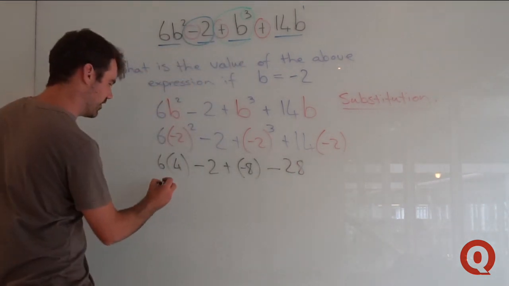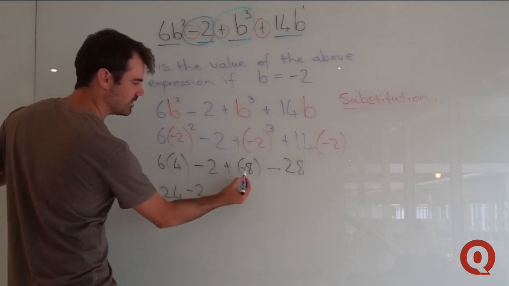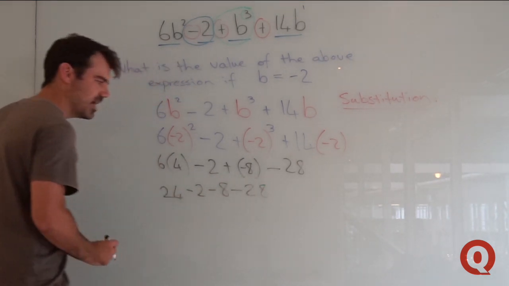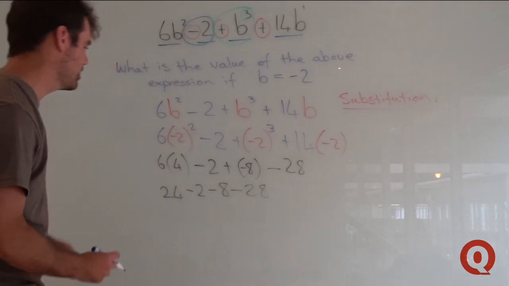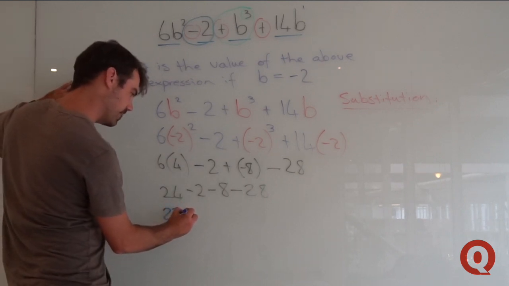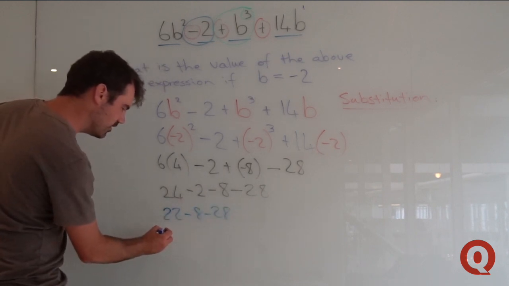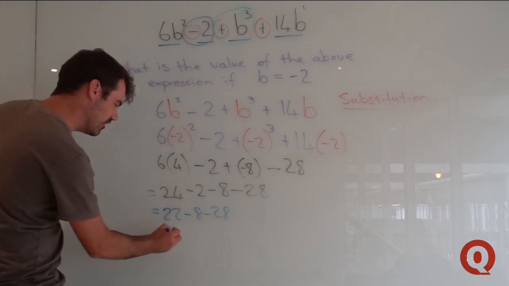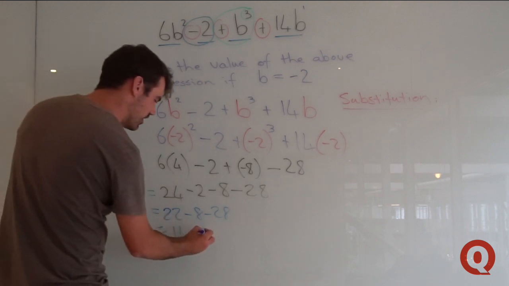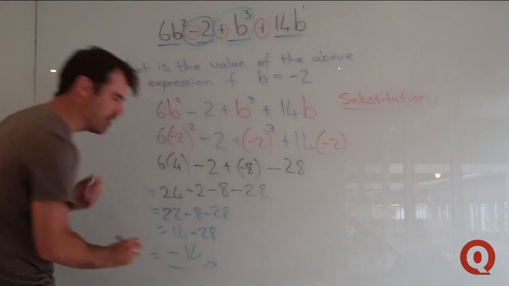Right, now let's get rid of this. So now I've got 6 times 4, which is 24, minus 2. A plus times a negative is going to remain negative, so minus 8 minus 28. I'll just simply need to make our way across. 24 minus 2 is 22. So 22 minus 8 minus 28. 22 minus 8 is going to give me 14. Now still going to minus 28. And that's going to give me negative 14 as my final answer.